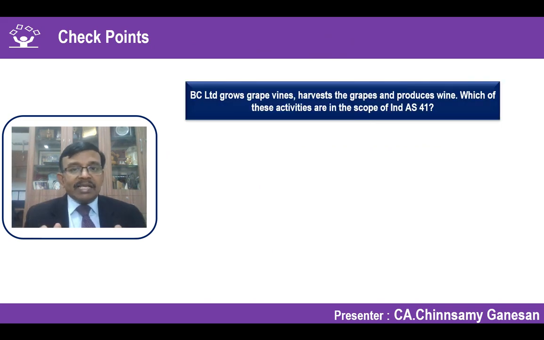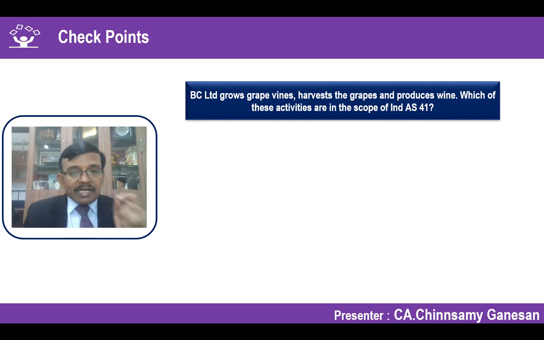For example, the company has a grape vineyard, or it has grape vine estates, and it harvests the grapes and converts that into wine. It manufactures wine using its own harvested agricultural produce of grapes from out of its grape vines. Now, which of these activities are in the scope of Ind AS 41 if you ask?